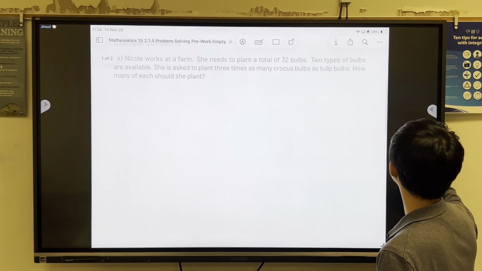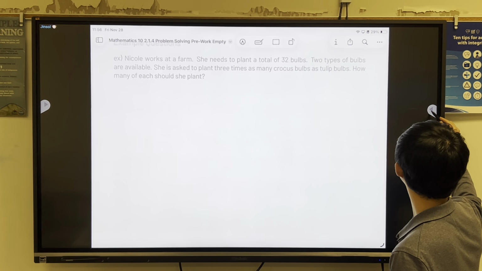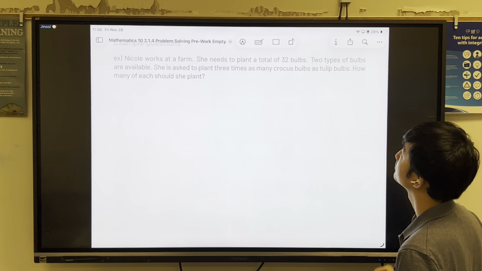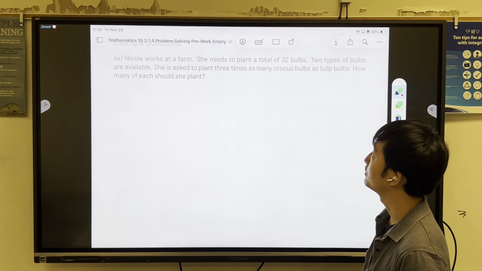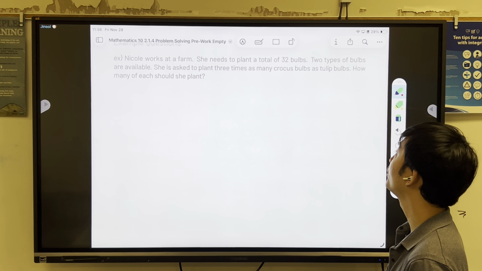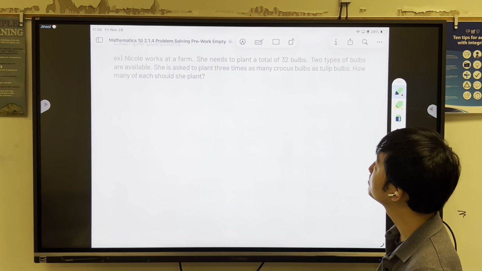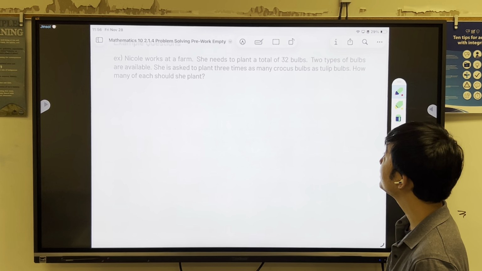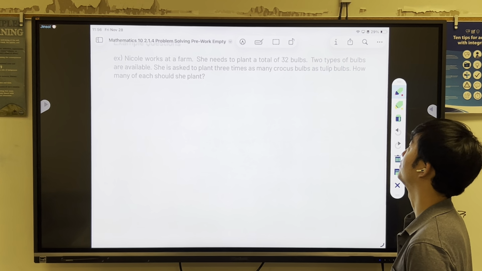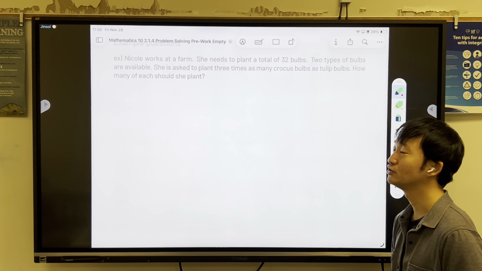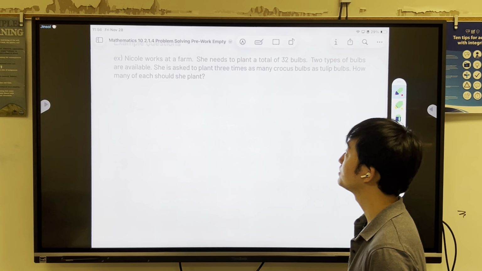Let's try the example question here. Nicole works at a farm. She needs to plant a total of 32 bulbs. Two types of bulbs are available, and she is asked to plant 3 times as many crocus bulbs as tulip bulbs. How many of each should she plant? So let's try this problem.